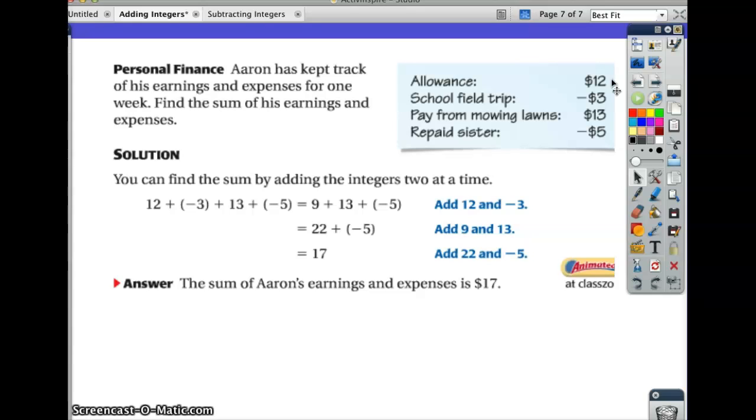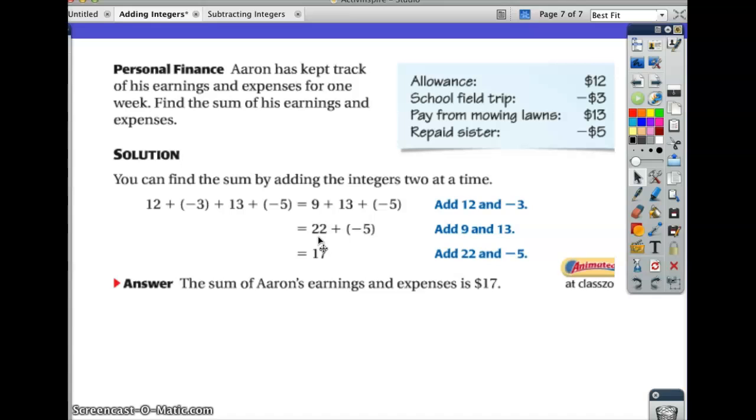So the way they did it was they just added 2 at a time. They added the 12 and the negative 3. Signs are different, so you subtract, you get 9. And 12 is bigger than 3, so it's positive 9. Then they took the 9 and added 13 to it, which gives you 22. And then they take the 22 plus the negative 5. Signs are different, so you subtract and keep the sign of the larger number. 22 is larger than 5, and it's positive, so your answer is 17.